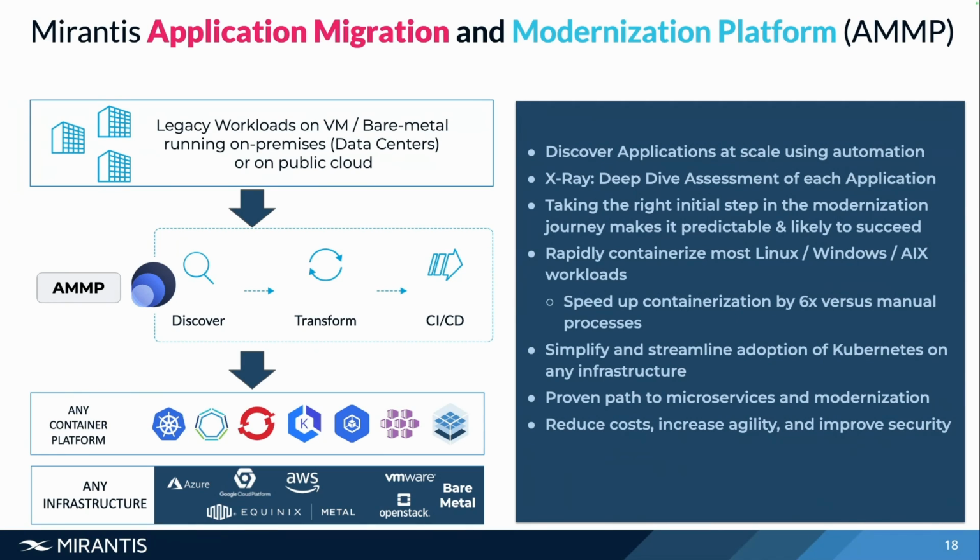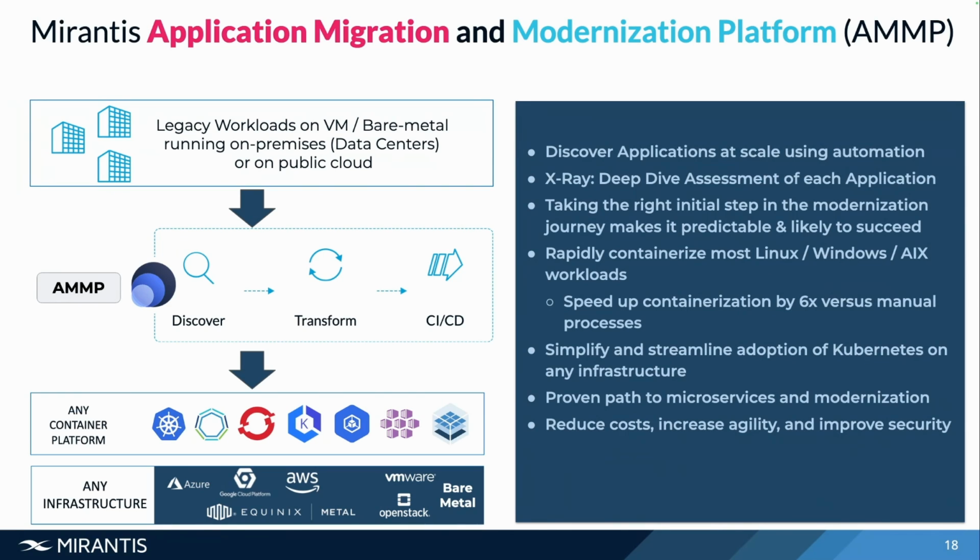And once you have Kubernetes as your main platform, then you can start cherry picking specific applications and refactoring them. This is what we call the Mirantis Application Migration and Modernization Platform, AMMP. AMMP allows you to migrate applications from virtual machines or bare metal environments into containers, and these containers would be running in Kubernetes.